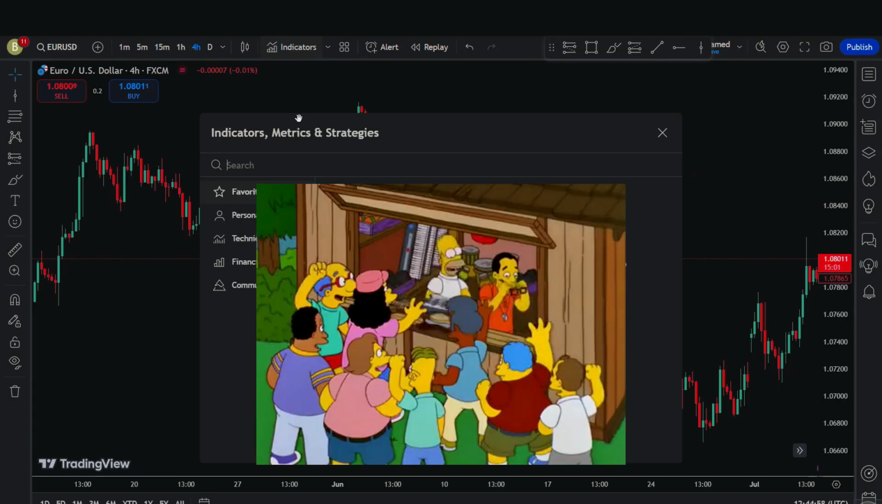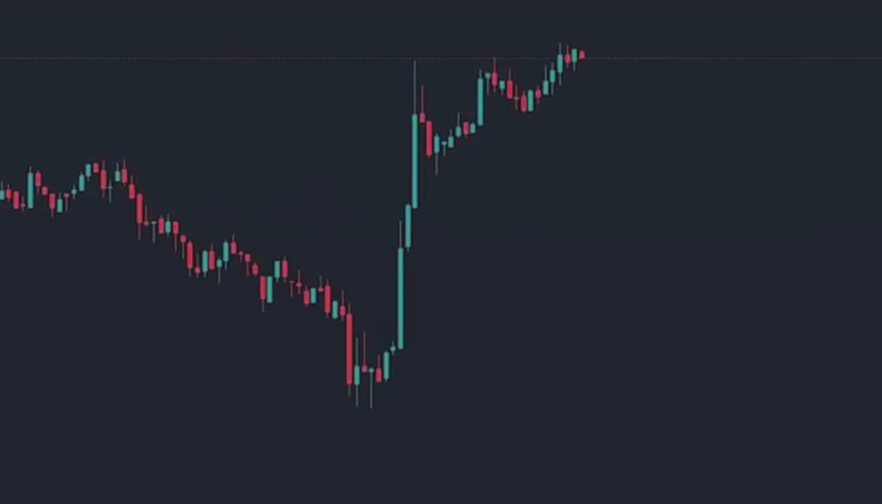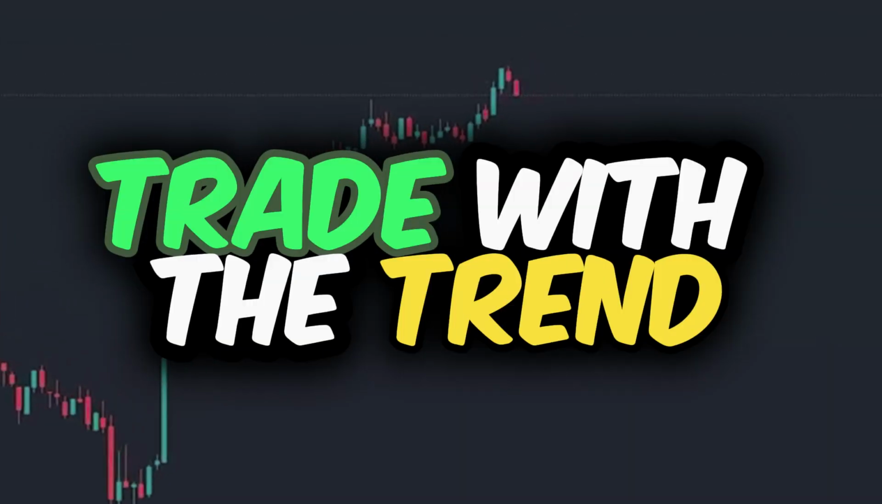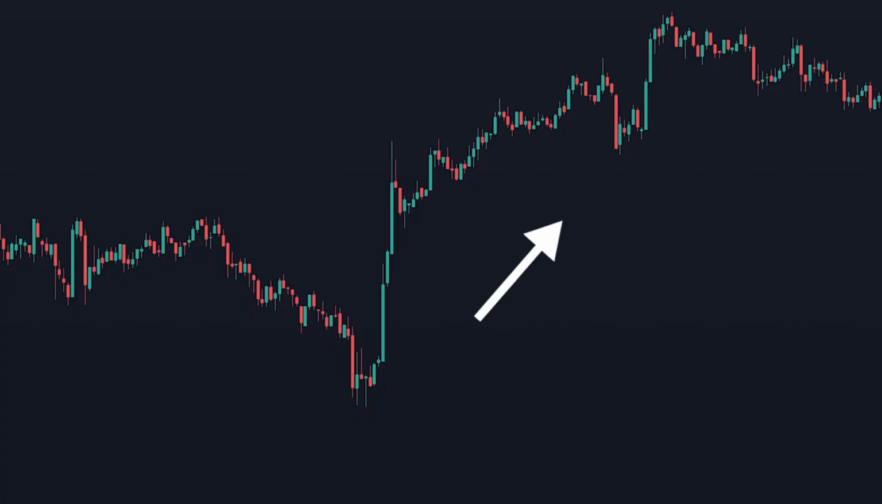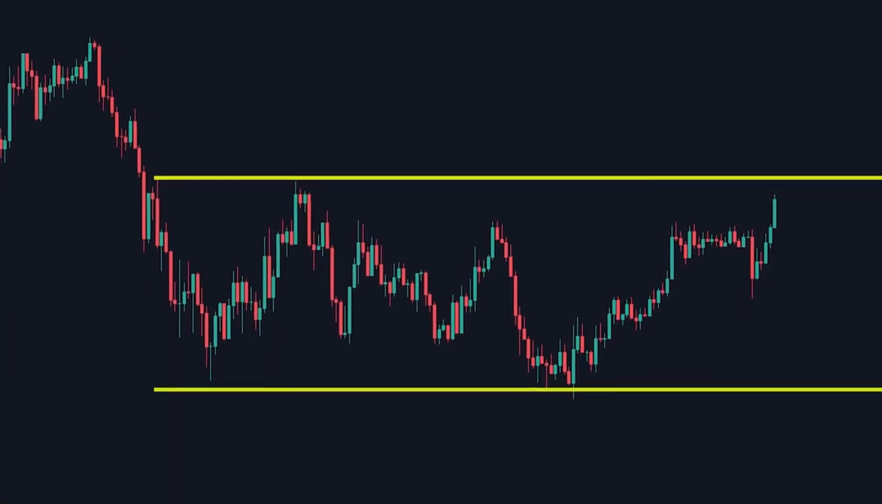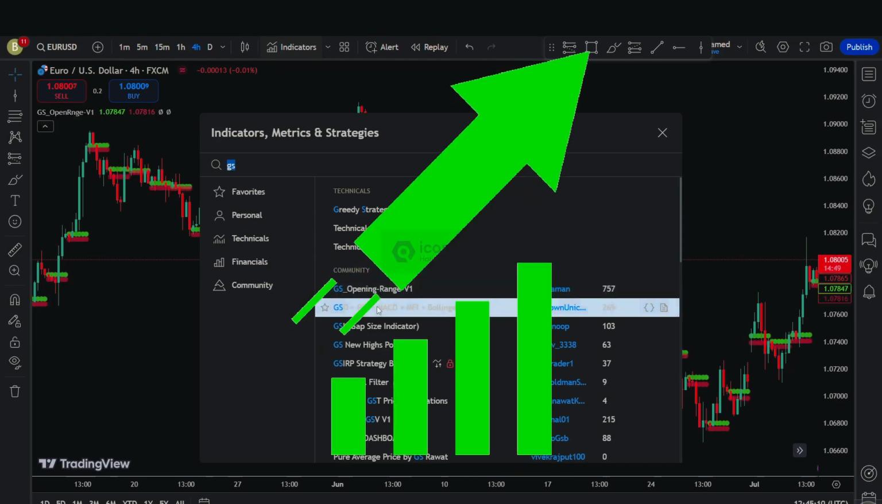Without further ado, let's get started. If you are a beginner trader or an advanced one, I'm pretty sure you've heard the phrase, trade with the trend. Well, we'll be using this trend following concept. You already know that prices move in three ways: uptrend, downtrend, and consolidation. The strategy I'm about to show you focuses on trading whether the market is during an uptrend or downtrend.